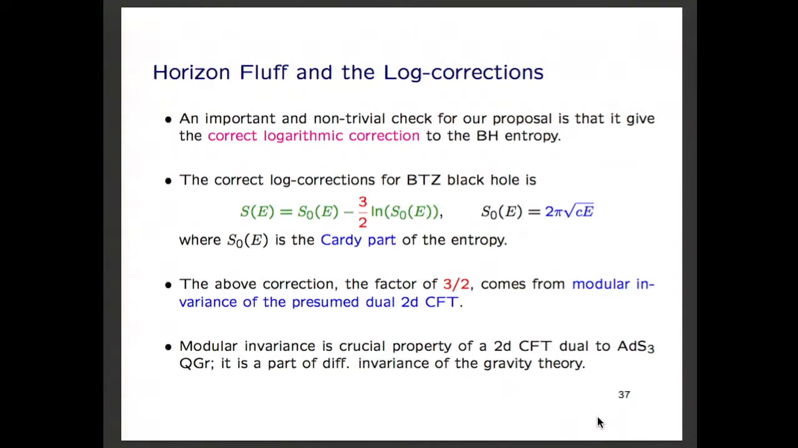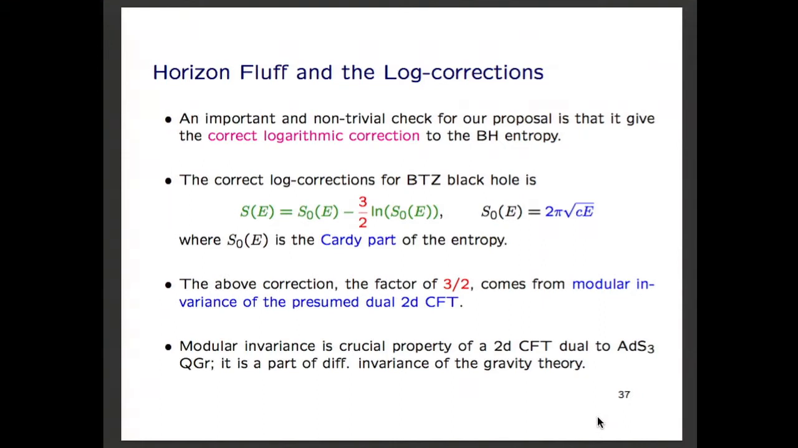So let me just review some basic facts about the log corrections. Here it becomes important whether we are describing the black hole in canonical or microcanonical descriptions, because that would affect the coefficient in front of the log term. But the way I parameterize the log corrections is in this way. The entropy is the area law, plus log of this S naught with a prefactor. And the question is whether we can get the prefactor.